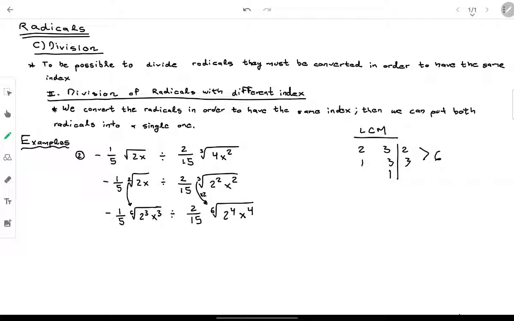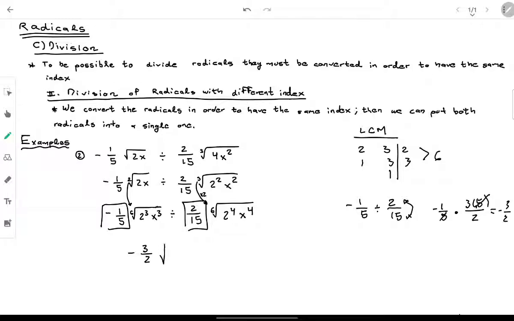What happens next? Of course, it's going to be a division between the coefficients. So if I divide minus 1 over 5 divided by 2 over 15, remember we can flip this one. So it's going to be minus 1 over 5 multiplied by, if we decompose the 15, 3 times 5. This 5 with this 5, so it's going to be only minus 3 halves.